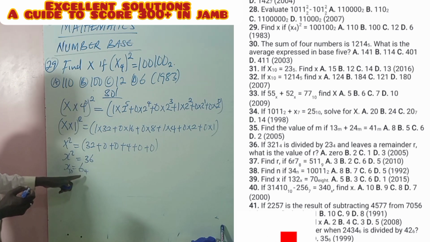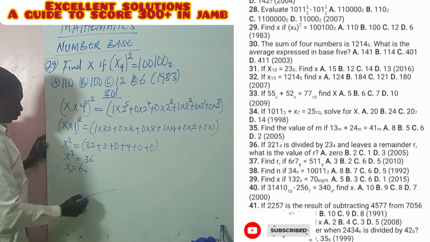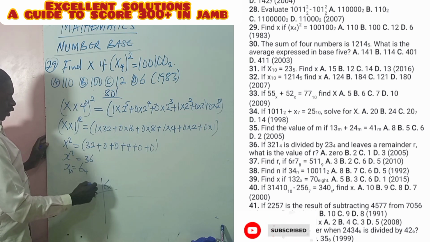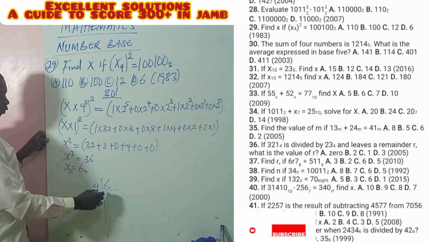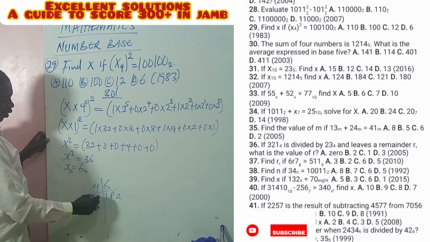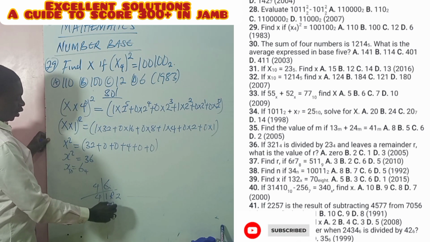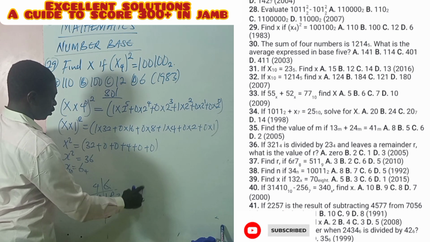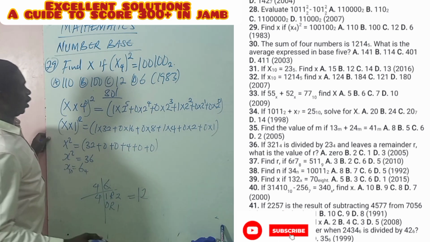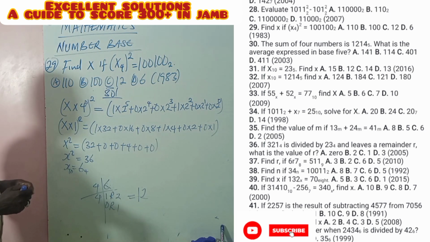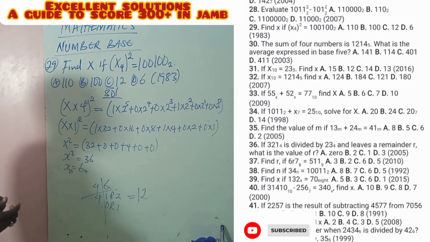We now convert this 6 into base 4. This is the same as 6 divided by 4. 6 divided by 4, we have 1, remainder 2. Then 1 divided by 4, we have 0, remainder 1. If we take it over, this is the same as 1, 2. So if you look at our options, in option C, we have 12. The answer is option C.